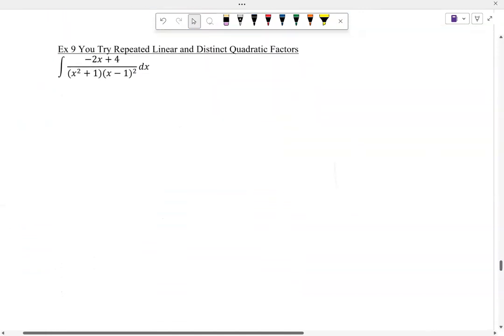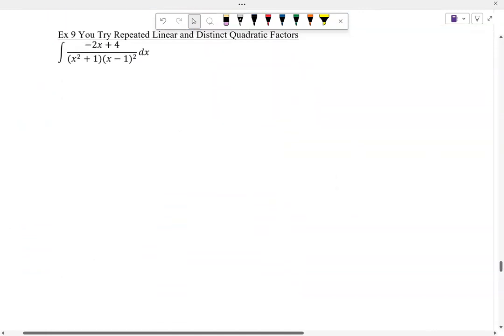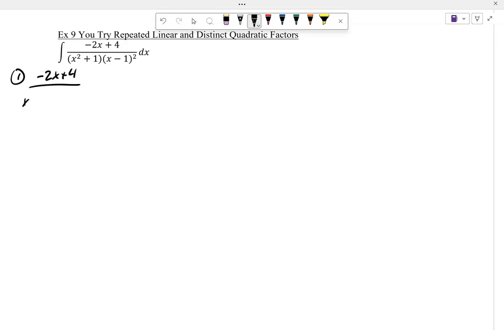All right, let's set this one up here. We've got, notice the degree of the top is 1, degree of the bottom is x to the 4. This is not improper, so we're going to get right into partial fraction decomposition. Can't factor that anymore.